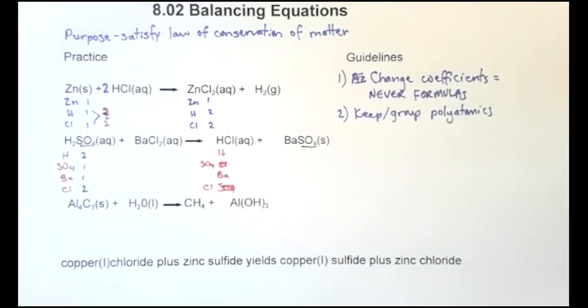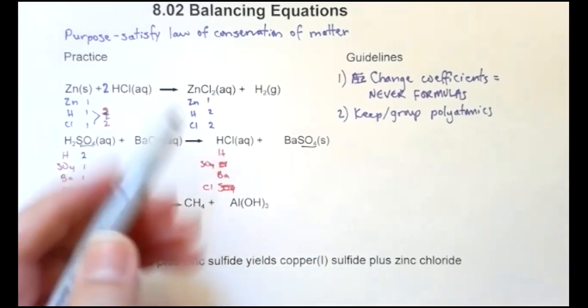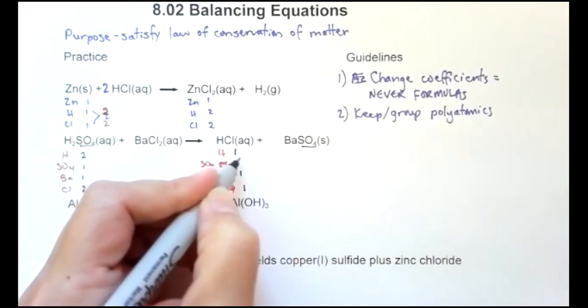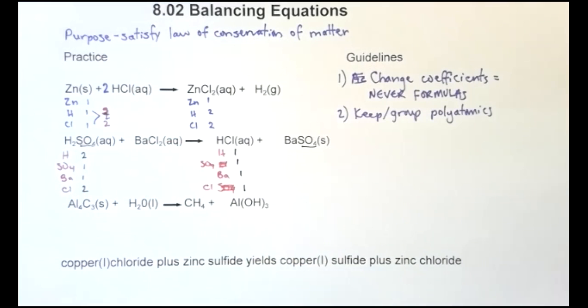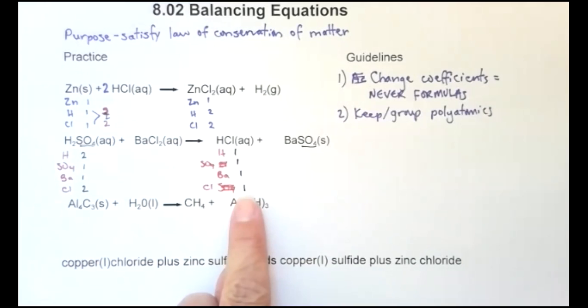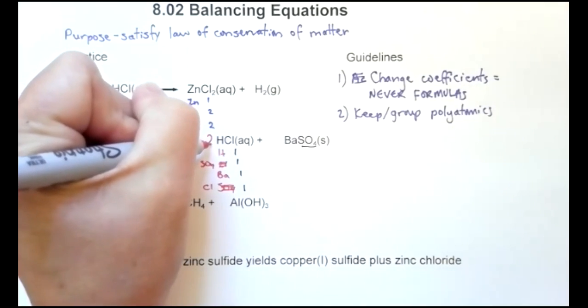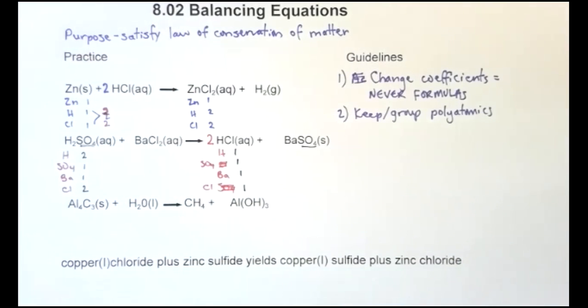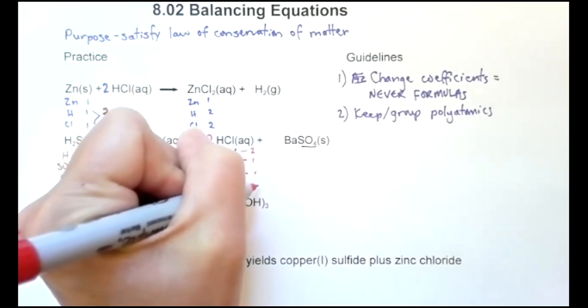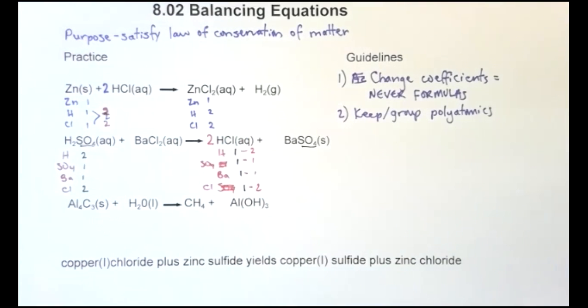Okay, on this side, I have 1 hydrogen, 1 chlorine, 1 barium, and 1 sulfate. So that means that I'm going to need more hydrogen, and more chlorine over here. I have to get this up to 2, and I have to get this up to 2. Well, if I put a coefficient of 2 in front of my hydrochloric acid, that now makes my new counts 2, 1, 1, and 2. And so I'm balanced.